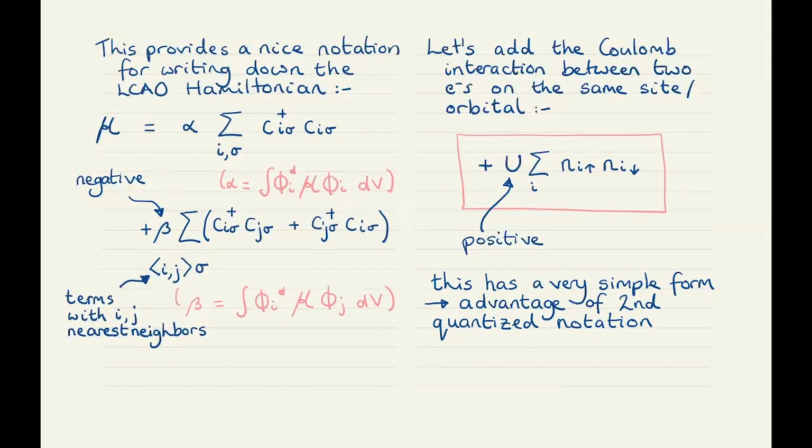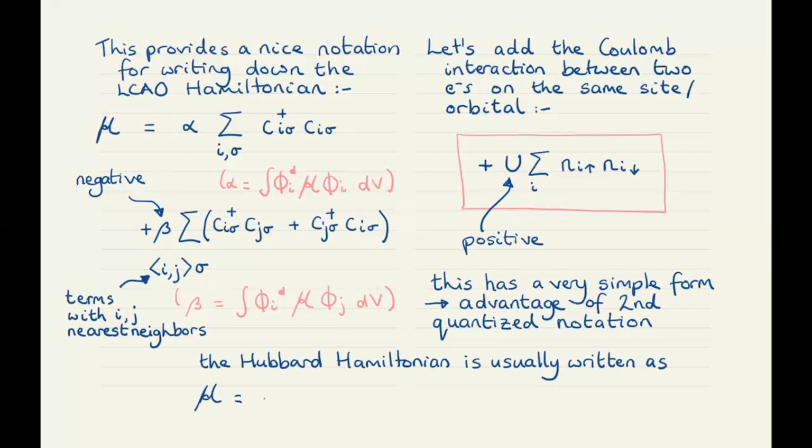Okay, so let's summarize all of that then. So the Hubbard Hamiltonian is usually written in the following form. Instead of beta, we usually write minus T, where T is just minus beta, obviously, to explicitly indicate that this is a negative quantity, that it's energy lowering.